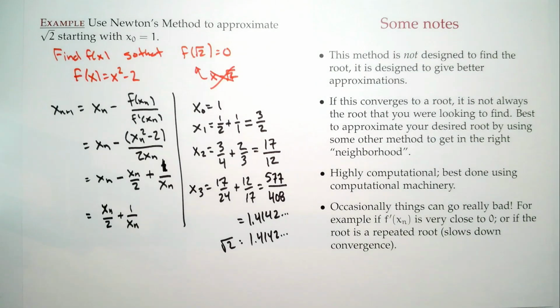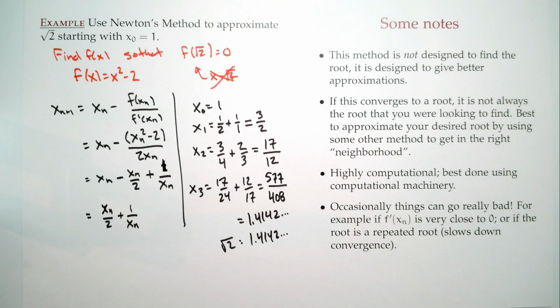Now, a couple of notes about this method. We are not going to find roots. Unless something really weird happens, we never find a root. What we're always about is trying to get better approximations to that root. And oftentimes, for engineers in particular, that's good enough. We just need a good approximation.